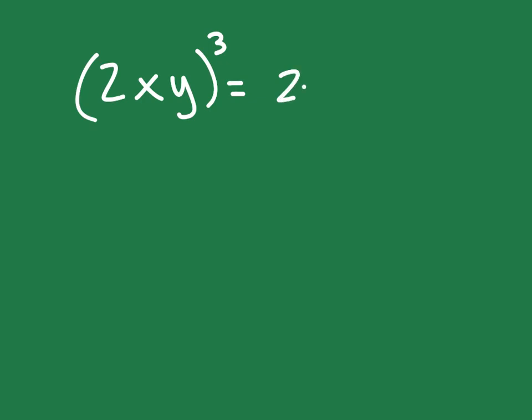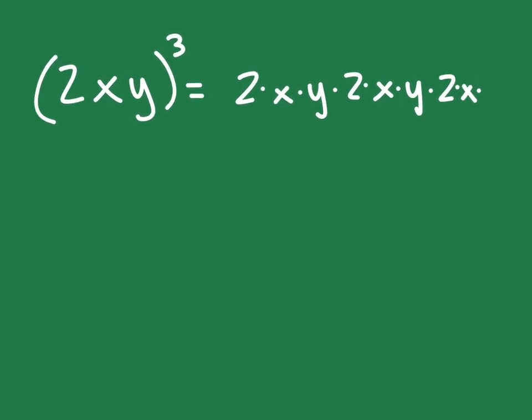Let's think of, say, 2xy raised to the third power, all right? So let's expand that out, and let's say that this is 2 times x times y times 2 times x times y times 2 times x times y. All right, and you're multiplying 2xy by itself 3 times. So 1, 2, and then 3.